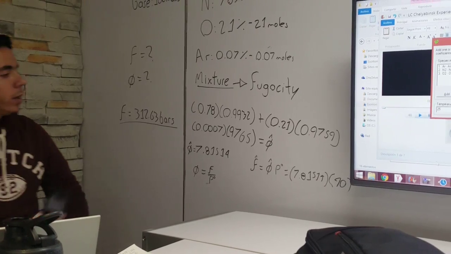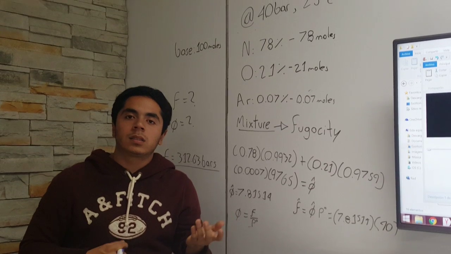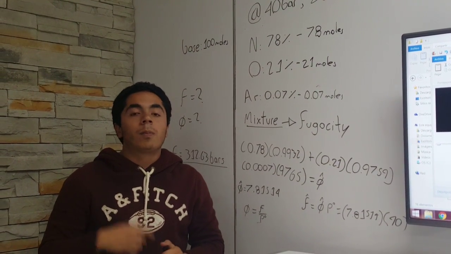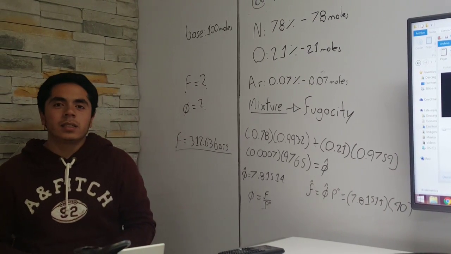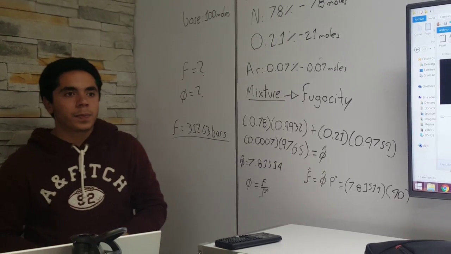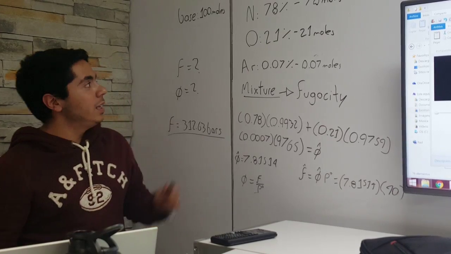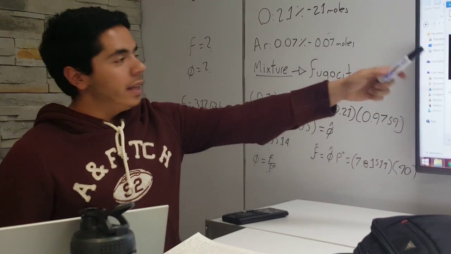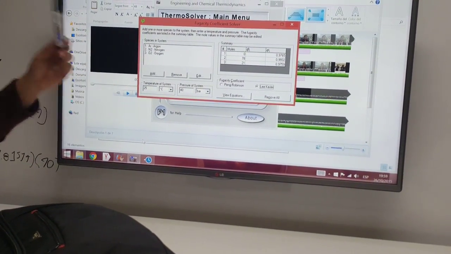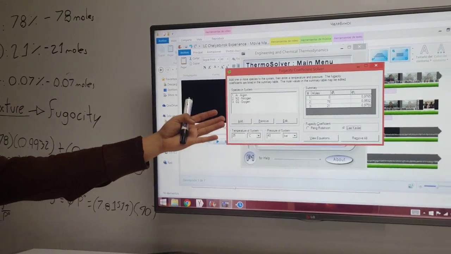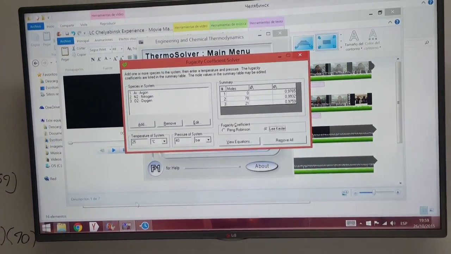And how could we justify this solution? As we could see, our air has the behavior of an ideal gas, because it doesn't have a lot of energy and doesn't cause much disturbance in the system. That's why we have this fugacity, and why we could see in our Thermosolver that all the fugacity coefficients of each component are very close to 1, because we know that for ideality the fugacity coefficient is 1.